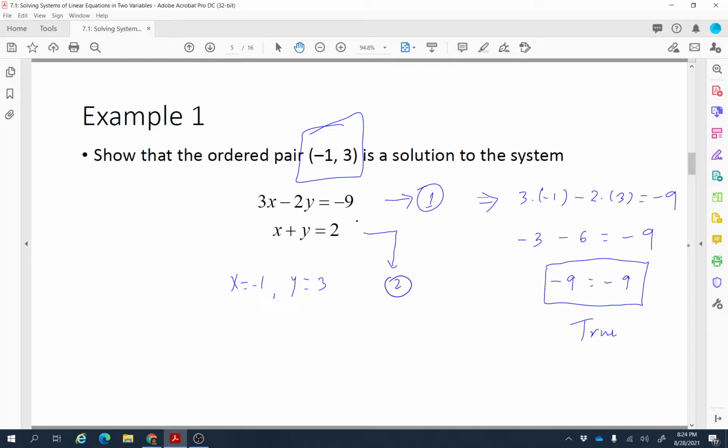We're going to do the same thing for equation 2. We replace x by -1 and y by 3. Let's see what happens. It gives you 2 equals 2. That also gives you a true statement, meaning this ordered pair, this point, is a solution for both of them. That's why we can say that this ordered pair is the solution for this system.